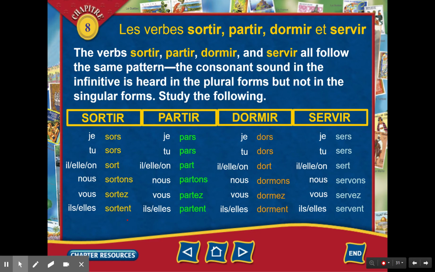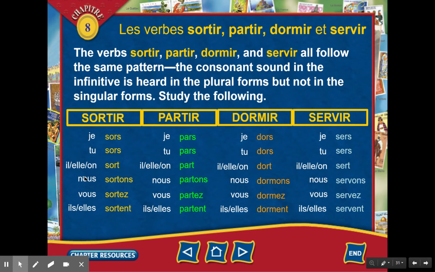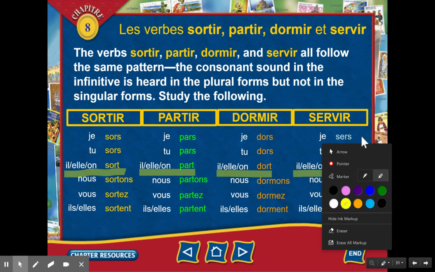Now, since we have two stems here, I'm going to show you a little trick on how to know when the stem is going to change. So let's just get our marker here, because we're going to draw a line between the singular and the plural sides of each verb. You remember we have first person, second person, and third person in both the singular and the plural forms of our verbs. And we're just going to draw this line here.